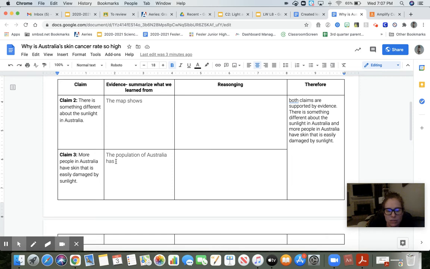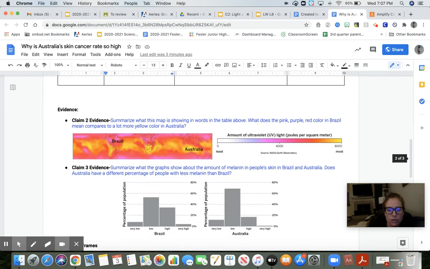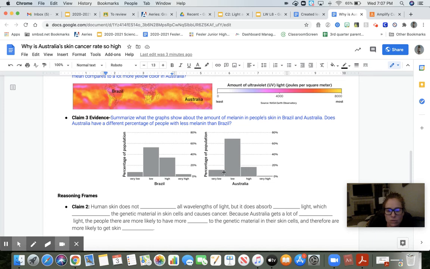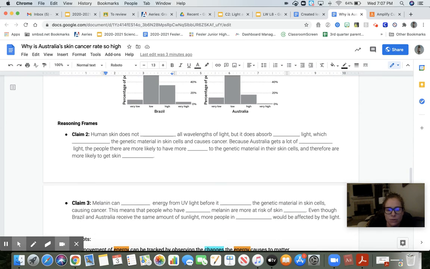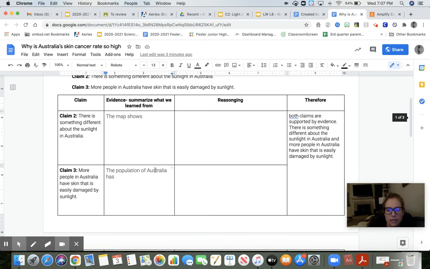In the evidence box for claim 3, you're going to explain what these graphs were showing us. So remember, they were showing us the amount of people with low melanin, very low melanin, high melanin, and very high. In Australia, we notice it's a lot more low and very low. And in Brazil, they have a lot of low, but very little, very low. It's just they tend to have more melanin.